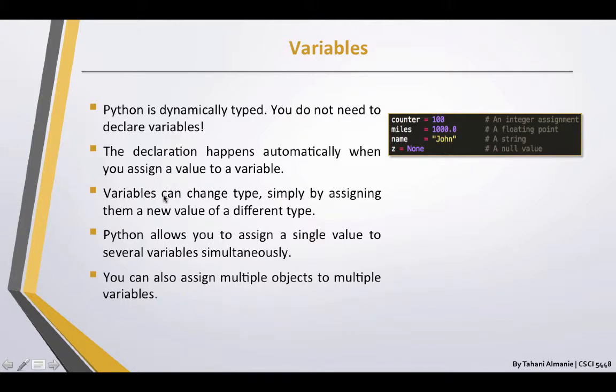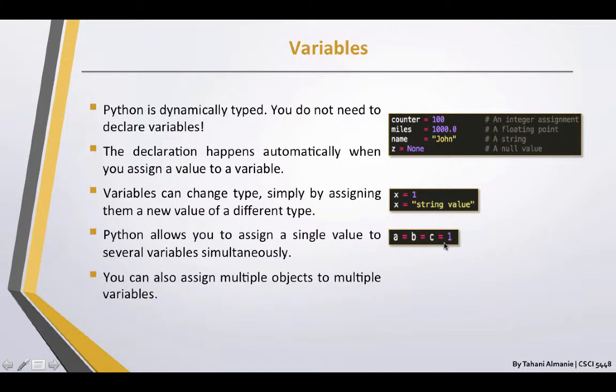Variables also can change type simply by assigning them a new value of a different type, like this. So here we have x as an integer variable, and simply we change the variable x from integer to string. And Python allows you to assign a single value to several variables simultaneously.